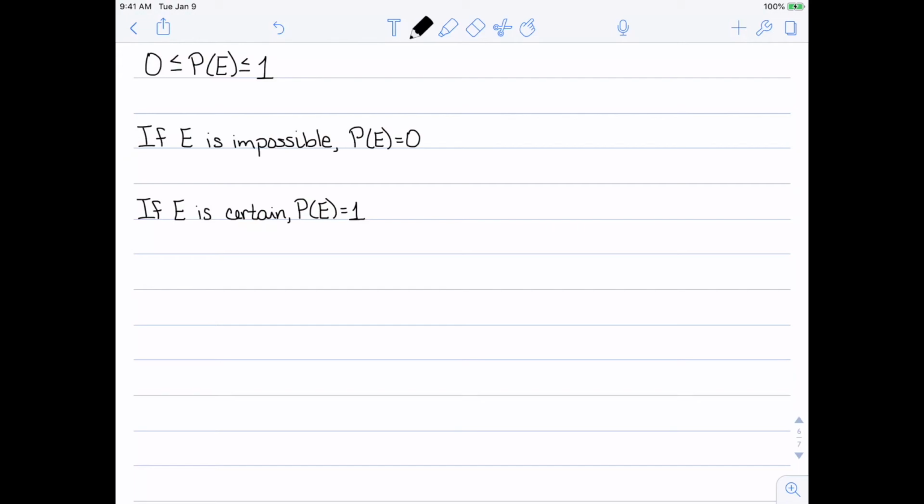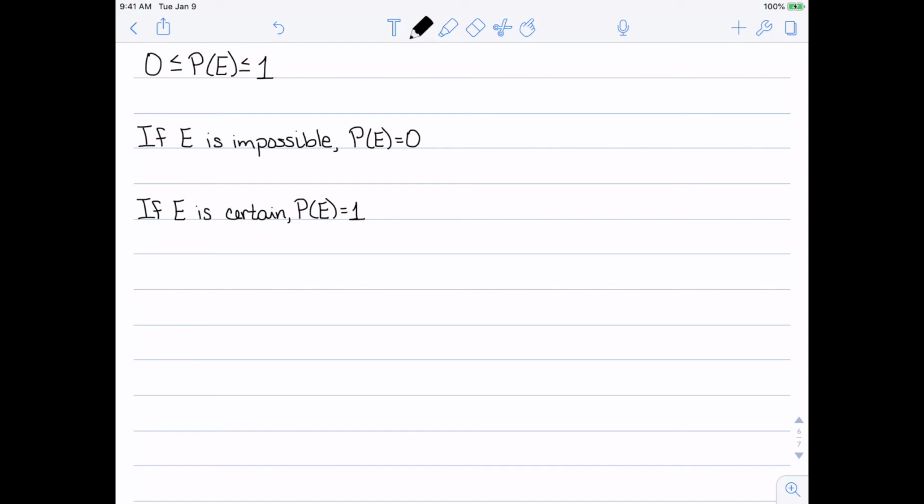Let's look at some very basic probability rules. The first of these states that 0 is less than or equal to the probability of E, less than or equal to 1. So this says that a probability is always going to be between 0 and 1, and it can be 0 or 1. So it needs to be somewhere between, including these 2 numbers. As we saw in our last example, if an event E is impossible, then the probability of that event is 0. And on the other side of that, if an event is absolutely certain to occur, then the probability is equal to 1.